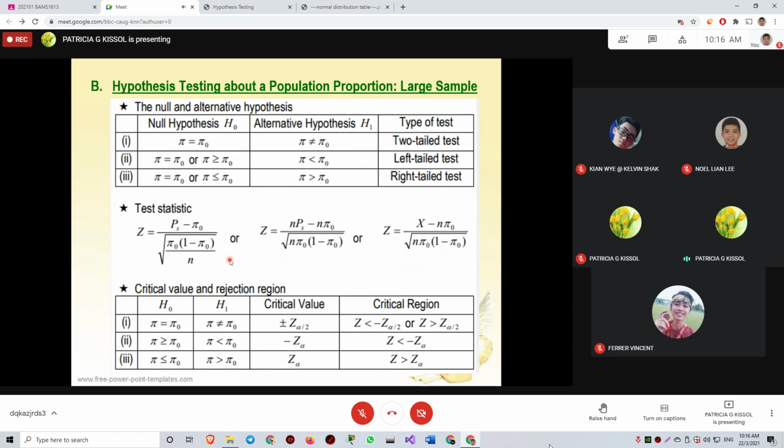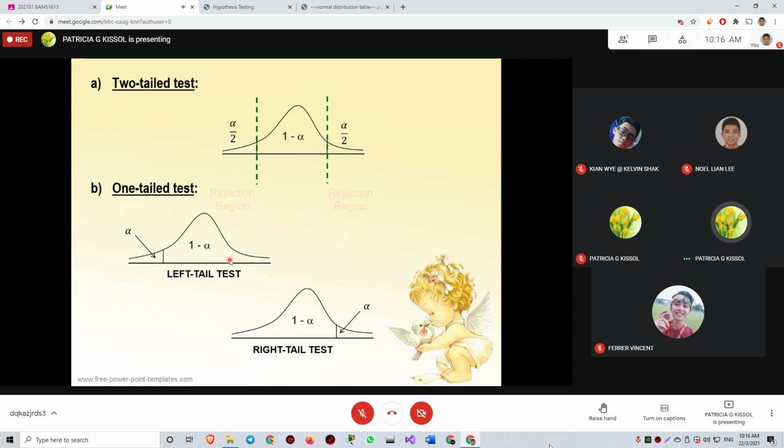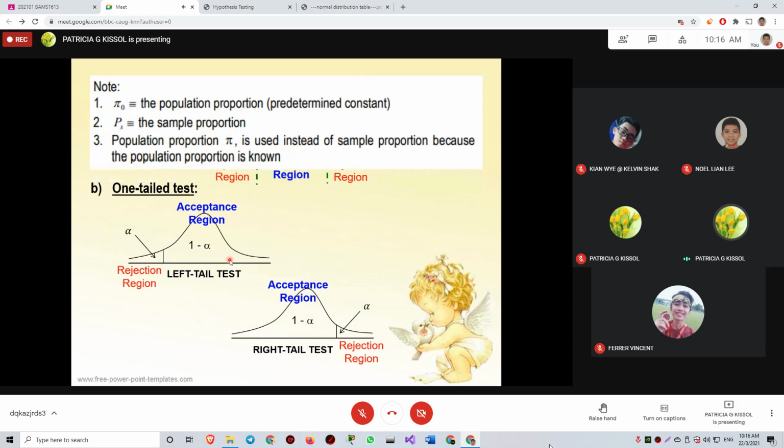Yeah. So let's try out the same thing, the two tail and the one tail, same concept, just like what I've explained. However, you do need to take note that now you see the pi zero, it's the population proportion. It's a predetermined constant. Previously, what we used in the previous example was the population mean. Now we're doing population proportion, it's the pi zero.